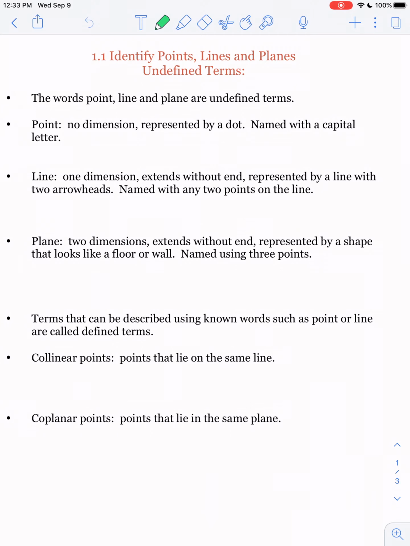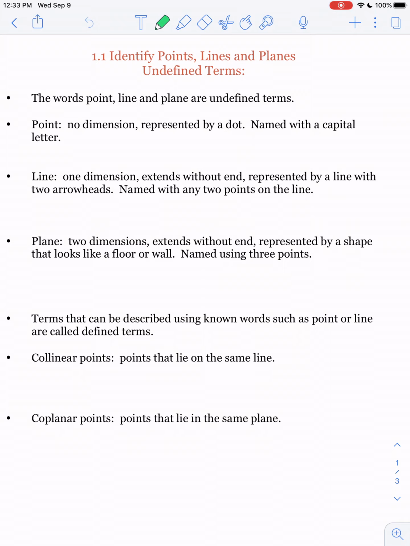This is Honors Geometry, Unit 1, Lesson 1-1. We're going to start with three words: point, line, and plane. And we say those words are undefined terms. And you're saying, well, those words are defined. I can look them up in a dictionary.